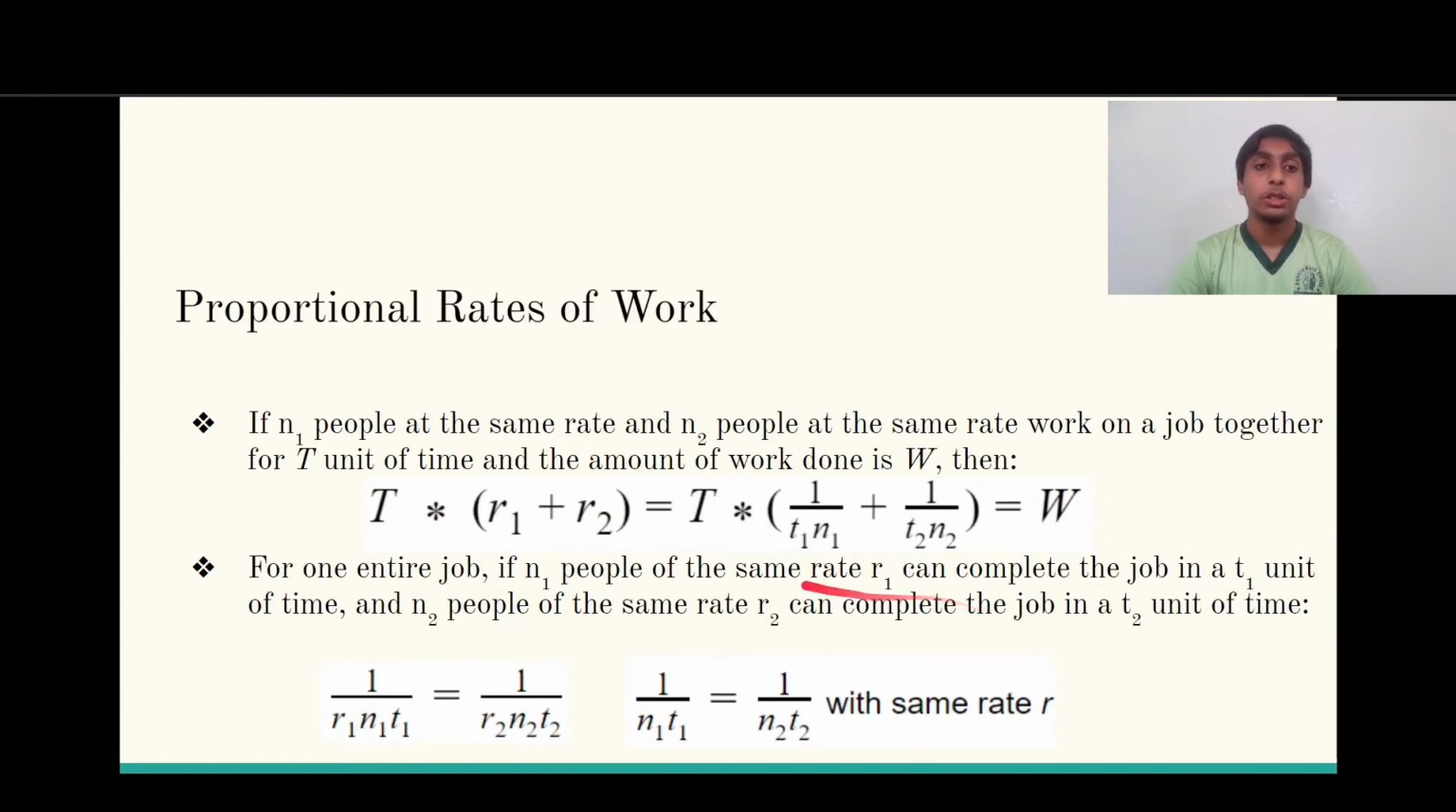Okay, so if n1 people at the same rate and n2 people at the same rate work on a job together for t units of time, and the amount of work done is w, then t times r1 plus r2 is equal to t times 1 over t1 times n1 plus 1 over t2 times n2, which is equal to w. Okay, so before we just had 2 people. Now we have 2 groups of people. They're working at different rates. So that's why I'm multiplying by n1 and n2. That's the only change here. I'm multiplying by n1 and n2 because now I have a group of people.